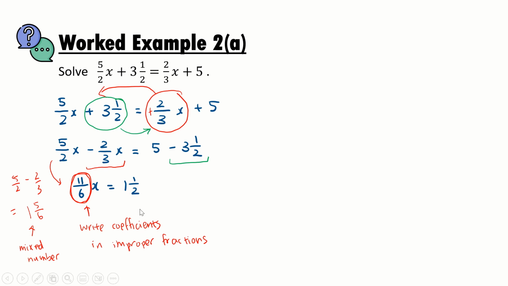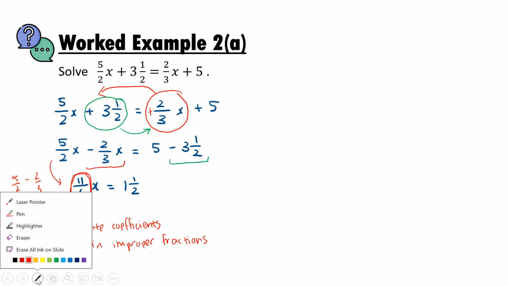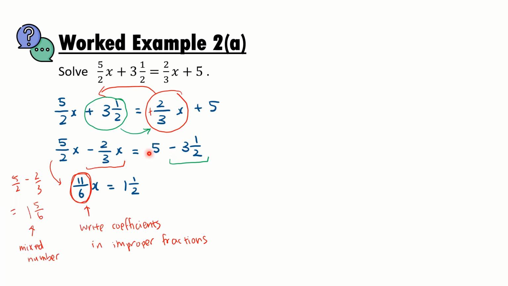Therefore, I have 11 over 6x equals 1.5. How did I get this 1.5? It is by taking my calculator again. I take 5 minus 3.5. Please make full use of your calculator. You do not need to show any step-by-step working. So 11 over 6x equals 1.5 now.